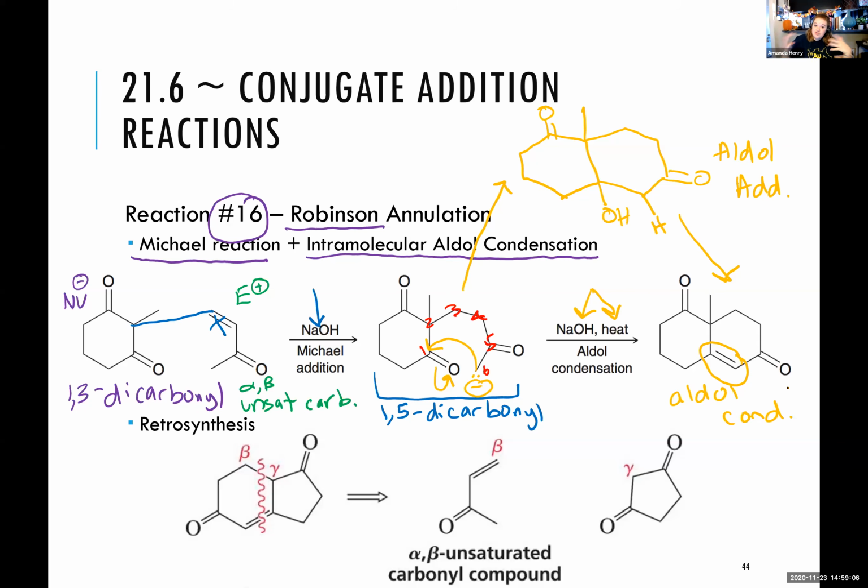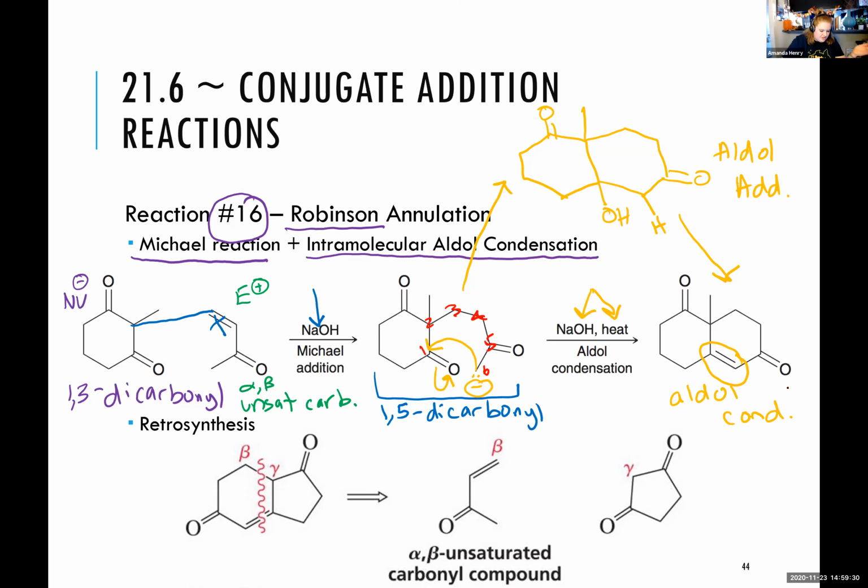We are using two new reactions to create this third reaction. But again, if we learn about Michael first and we learn about the Aldol first and then go back and revisit Robinson, it will help it to make a little bit more sense.